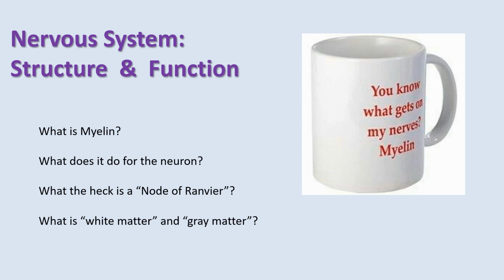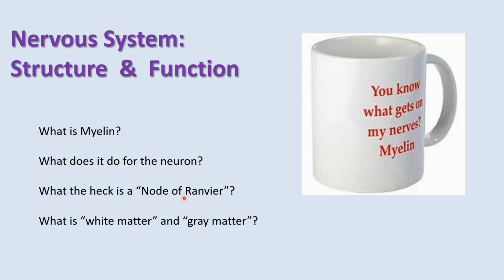Myelin. Okay. It's an insulating lipid that prevents unwanted ion exchange. And we'll show you how that works. It's a myelin sheath. What does it do for the neuron? It's an insulator. It helps prevent the decay of an ion mediated stimulus. And again, we have some figures to show you that.